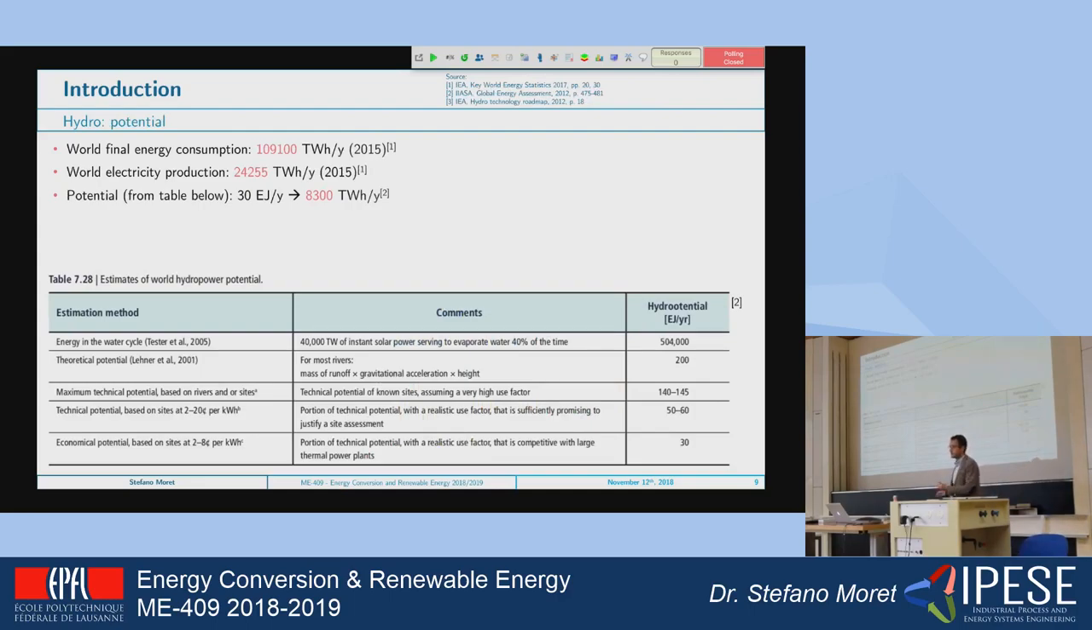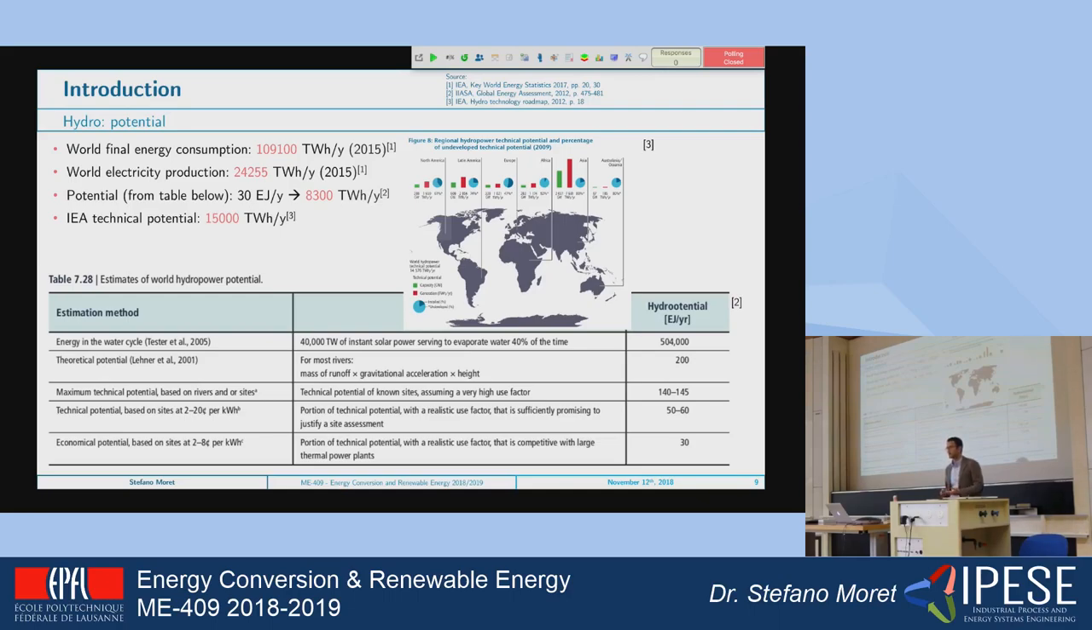From different estimates, you get to numbers which are around 8,000 to 15,000 terawatt hours a year on the global level, which basically means that it will cover 30 to 40% of the global electricity worldwide. And this graph shows you that in Europe, we are using more than 50% of the potential capacity that we have. So Europe is where hydro is mostly used today. In other countries, there is still quite a lot of unexploited potential, and that's where the developments are coming.